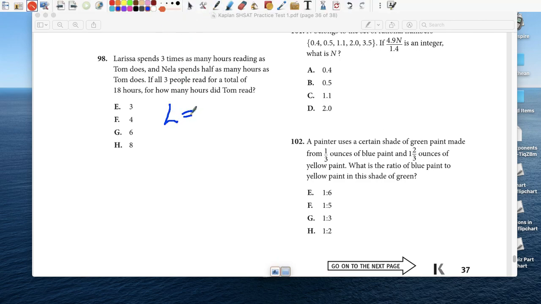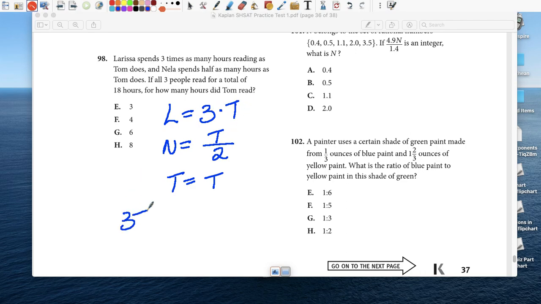Larissa, 3 times as much as Tom. That is right. You know what? Yeah, we can use T. Nella, half of Tom. So whatever Tom reads, she does half. And Tom is just Tom. If all 3 people read for a total of 18 hours, how many hours did Tom read?